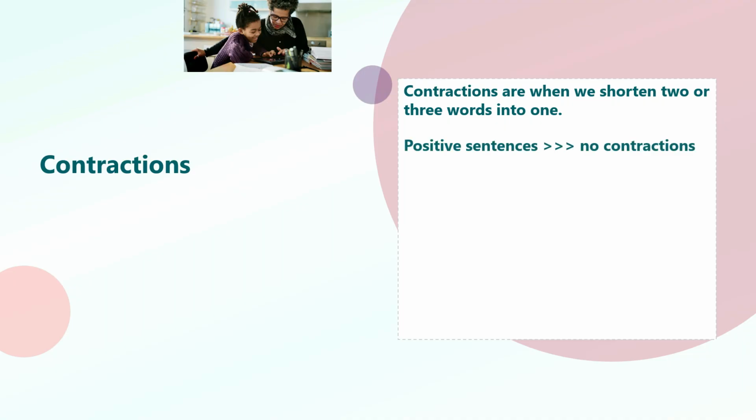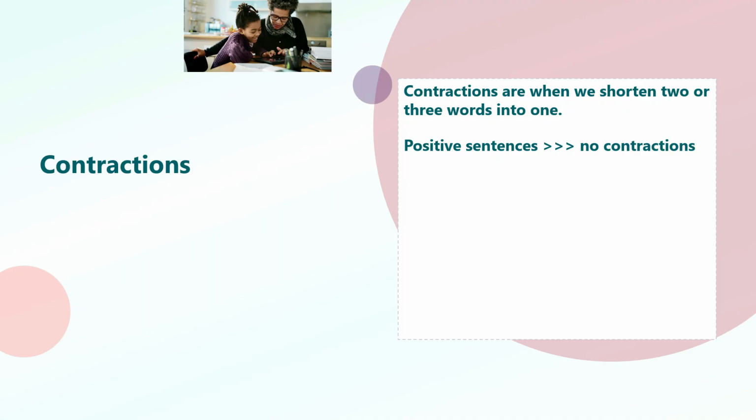Now let's look at some contractions. Contractions are when we shorten 2 or 3 words into one. We'll go over how to do that in just a moment. One important thing to remember is that in the past continuous tense, positive sentences cannot use contractions, but negative sentences definitely can. Let's see how these negative contractions work.